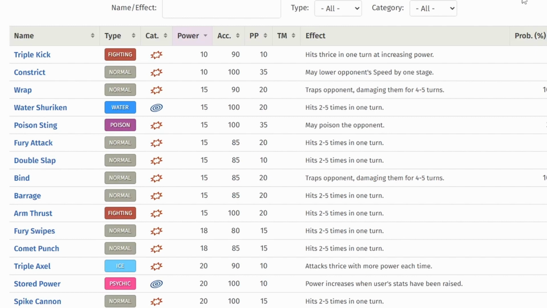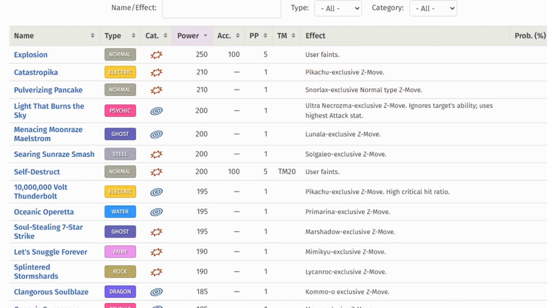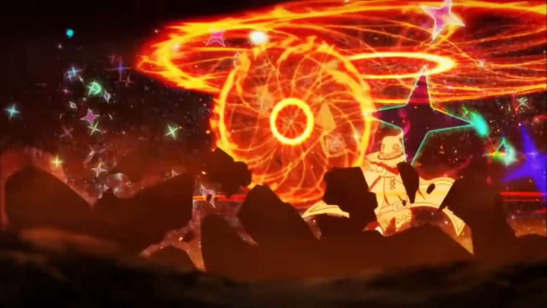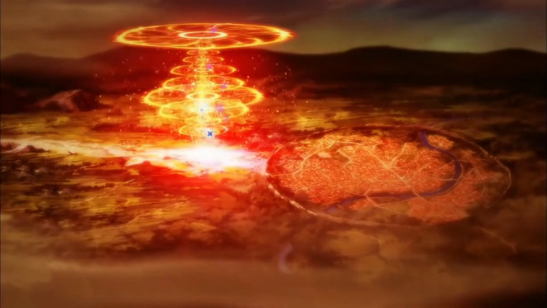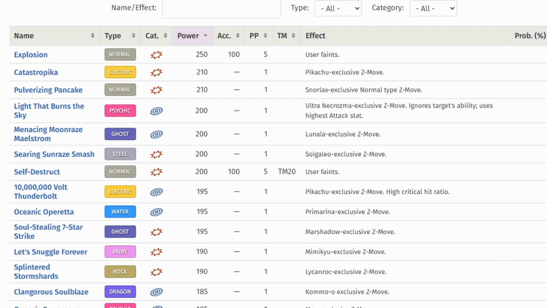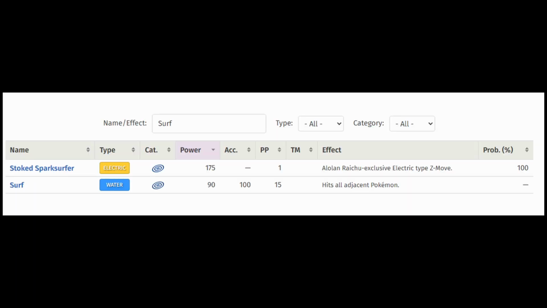Move's power can be as weak as Constrict's 10, and it can be as high as Explosion's 250, and this is including Z moves. And when you multiply it by 1, any attack could one-shot a low-level Pokemon. Like imagine using a level 5 Squirtle and using Surf, which has 90 power. As long as its special attack is higher than the special defense, it'll do at least 90 damage. That could one-shot most Pokemon up to level 30, and that's like half a Pokemon game.